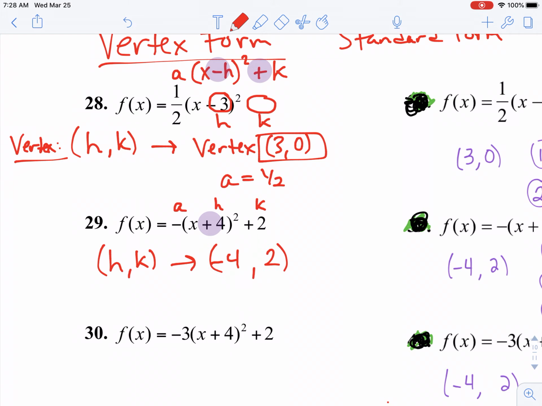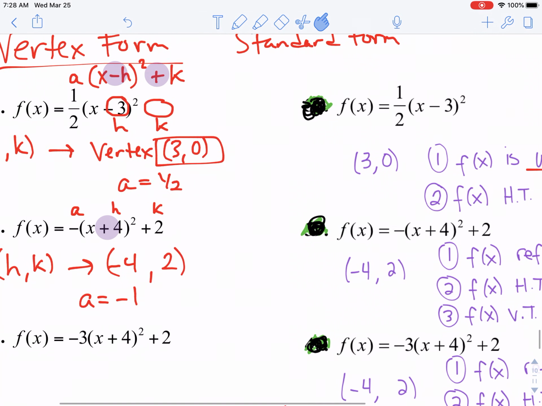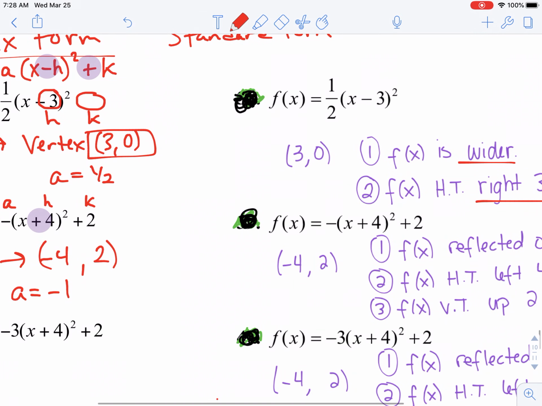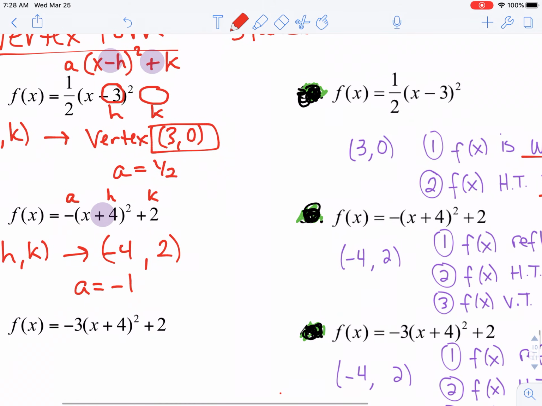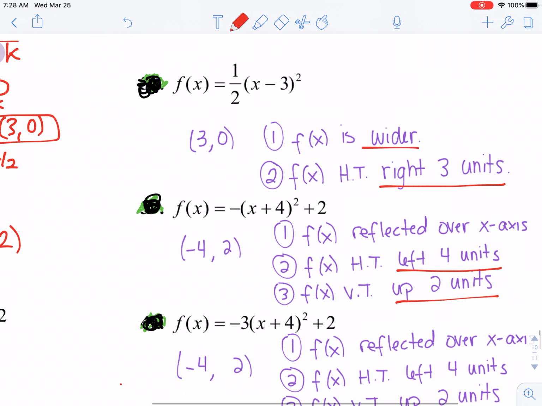And then comma 2. Your a value in this one is going to be negative 1 because there's no number there, but there is a minus sign. So in this one, your transformations are 4 units left, 2 units up. And if your a value is negative 1, that means it's getting reflected downward over the x-axis.